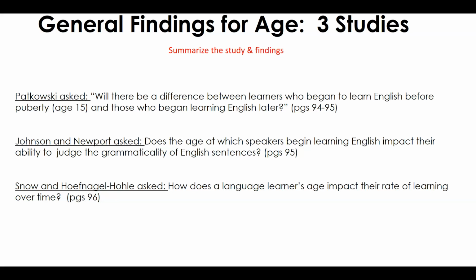Johnson and Newport asked, does the age at which speakers begin learning English impact their ability to judge the grammaticality of English sentences? What do you think? And then Snow and Hofnagel and Howe asked, how does a language learner's age impact their rate of learning over time? So I want you to take a deeper look at these studies and see what you can summarize from the reading about those, and think deeply about what that might tell you about your own future teaching and learning.